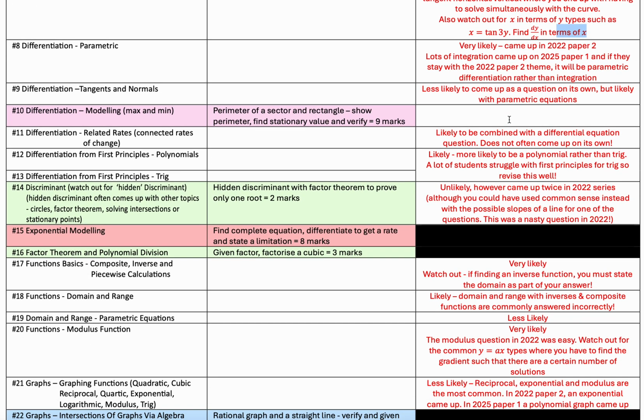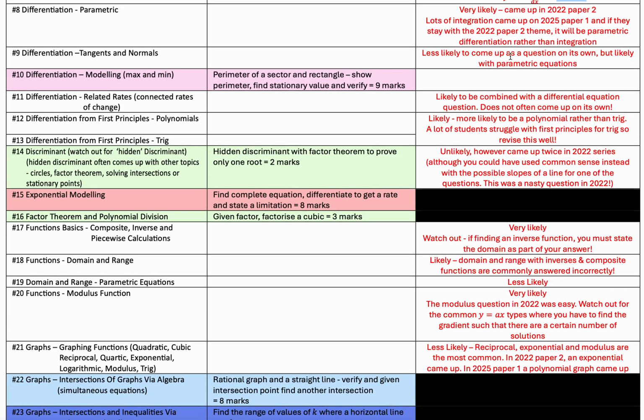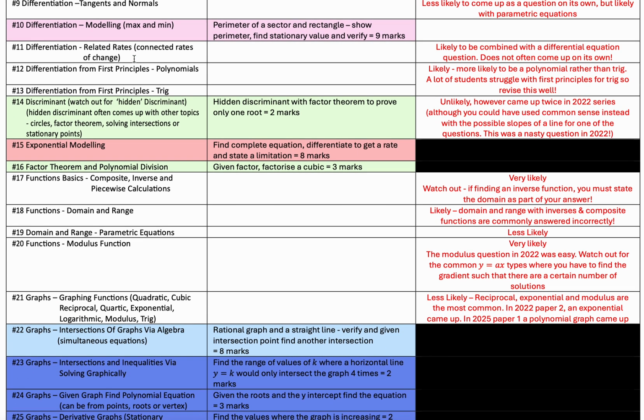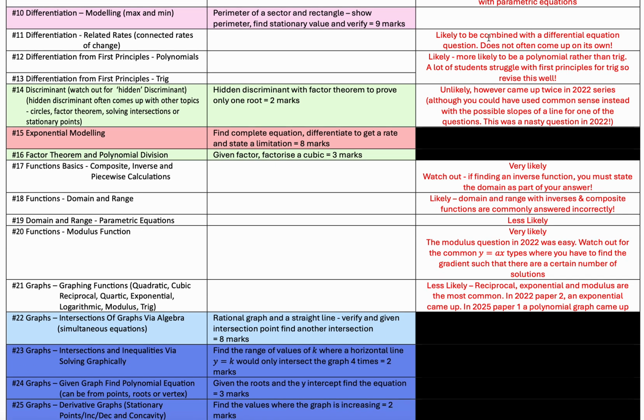Differentiation, parametric, really nasty one came off in 2022. Pretty likely, I'd say, to come up in this paper. I put very likely to come up in this paper. If they don't do that, they'll do integration parametric, I reckon. But definitely parametrics will appear in some shape or form in this paper, I reckon. Tangents and normals, again, could come up with parametric. Unlikely to come up just on their own. That's already come up. Related rates very rarely comes up as an entire question.